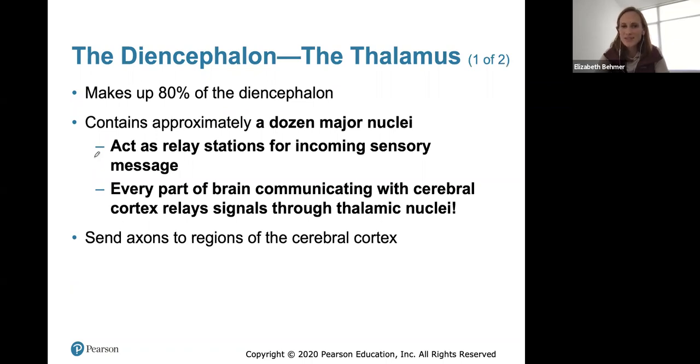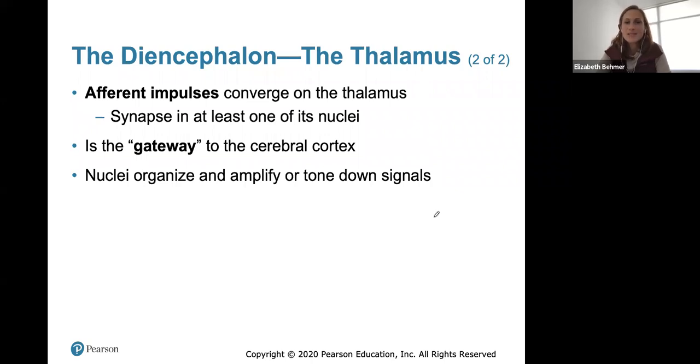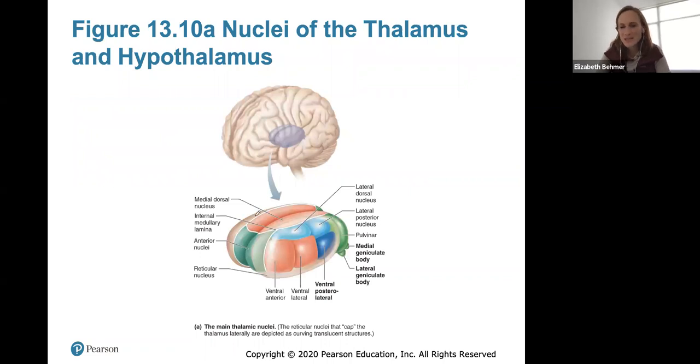The big thing about the thalamus is it acts as a relay station for incoming sensory information, and every part of the brain that communicates with the cerebral cortex will relay signals through these thalamic nuclei. So the big thing about the thalamus is it's your body's relay center. It takes in all sensory information and sends it to the appropriate part of the rest of the brain. It's the gateway to the cerebral cortex, and the nuclei of the neurons here will organize and amplify or tone down signals. So this is the thalamus, and it has different kind of bodies or nuclei throughout it.